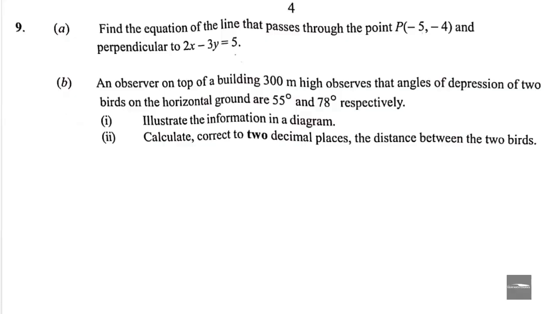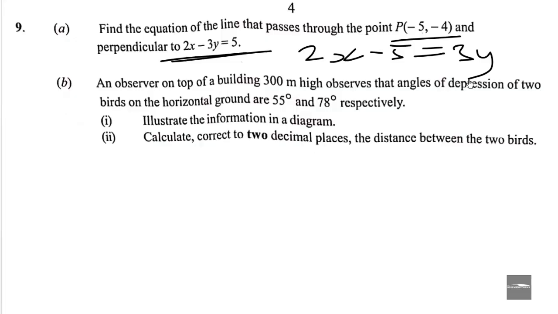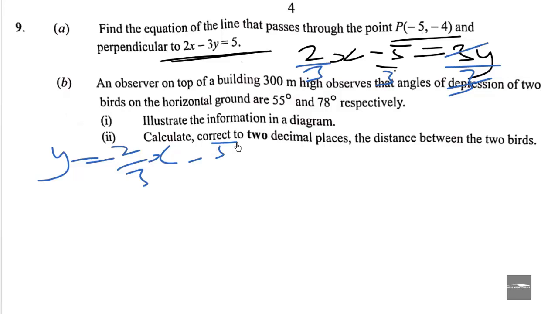Alright, so we have the point (-5, -4) and the line 2x minus 3y equals 5. We need to determine the gradient that is perpendicular to the gradient of this line. First, the gradient of this line is found by arranging in the form y equals mx plus c: 2x minus 5 is equal to 3y. If I divide through by 3, I get y equal to 2 over 3 x minus 5 over 3.